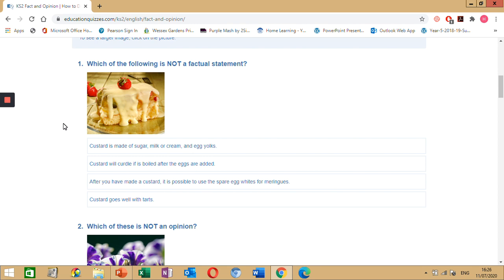So, which one of the following is not a factual statement? Custard is made of sugar, milk or cream, and egg yolks. Custard will curdle if it is boiled after the eggs are added. After you have made a custard, it is possible to use the spare egg whites for meringues, and custard goes well with tart. So which one of these is not a fact? The correct answer is custard goes well with tarts, because that's just an opinion. And someone could think that custard goes well with apple crumble.